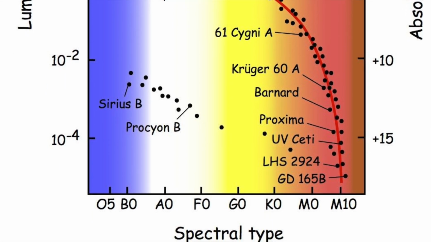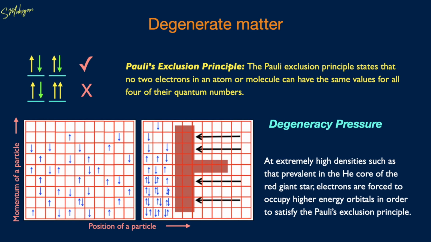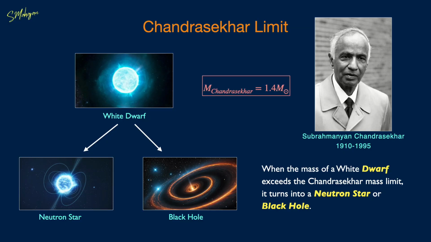But what is the upper mass limit for a white dwarf? We may imagine that if we increase the mass of a degenerate core, it simply becomes smaller. While this is true to some extent, there is a limit to it. If the mass of the stellar remnant exceeds 1.4 solar masses, then the electron degeneracy pressure is insufficient to withstand the force of gravity. The core will then continue to collapse and form either a neutron star or a black hole. The value of 1.4 solar masses is called the Chandrasekhar limit, after the Indian astrophysicist Subramanian Chandrasekhar.